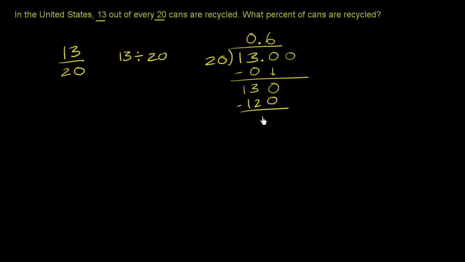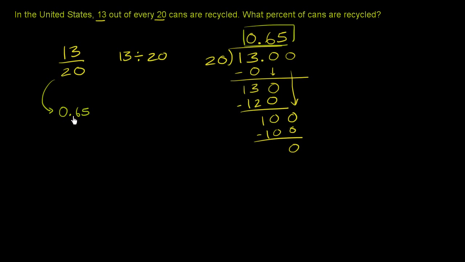You subtract, you get a 10. Let's bring down another 0. 20 goes into 100 5 times. 5 times 20 is 100. And we are done. So written as a decimal, this is 0.65. And if you want to write it as a percentage, you essentially multiply this by 100. Or another way you could say is you shift the decimal over 2 spots to the right. So this is going to be equal to 65%.